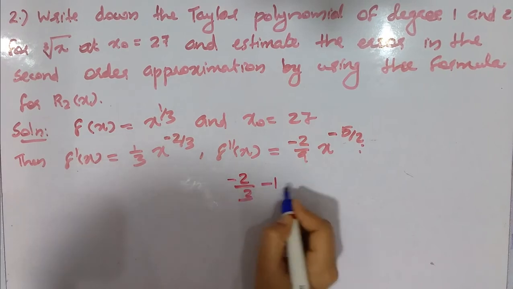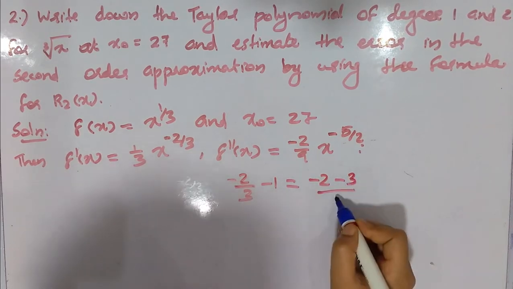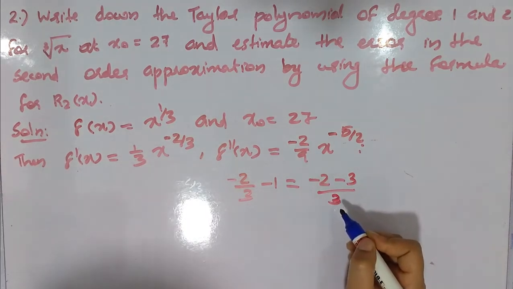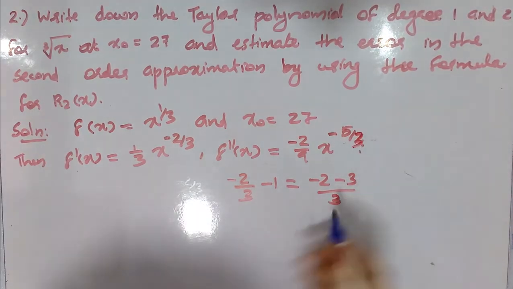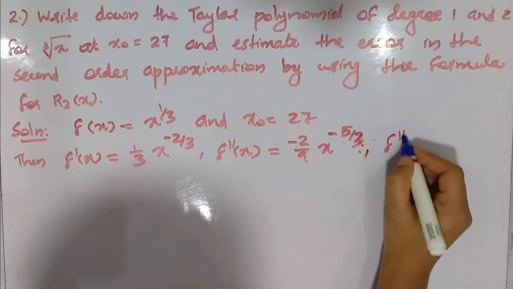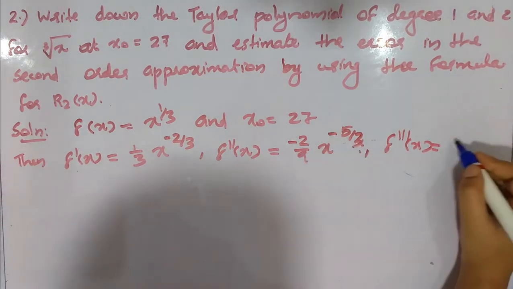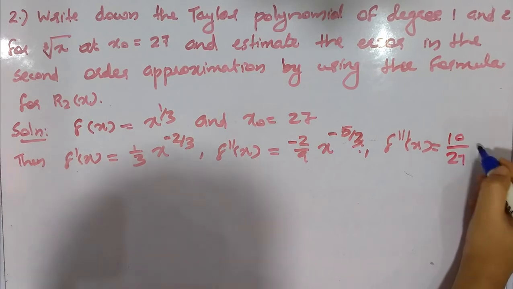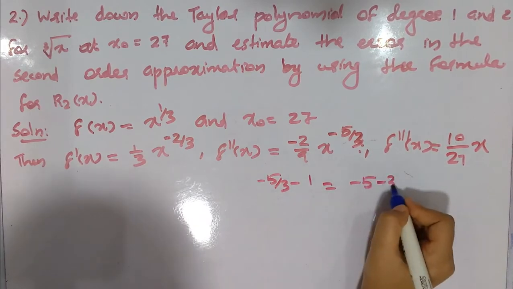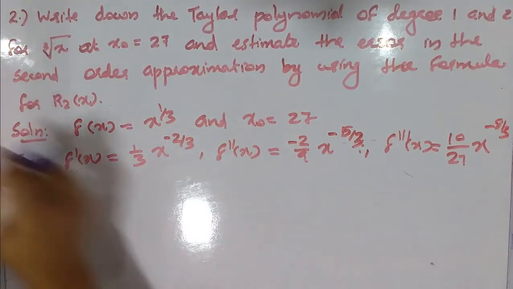And minus 2 by 3 minus 1 on minus 2 minus 1 into 3. Minus 3 divided by 3, and minus 5 by 3. Add to the f triple dash of x, which is equal to minus 5 into 2 by 9 into 7 by 27, x raised to minus 5 by 3 minus 1. Minus 5 minus 3 by 3, minus 8 by 3.